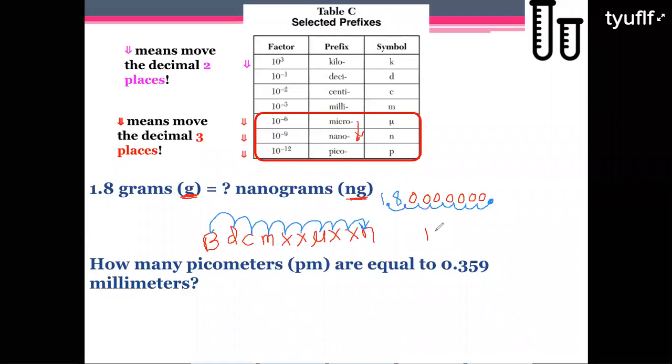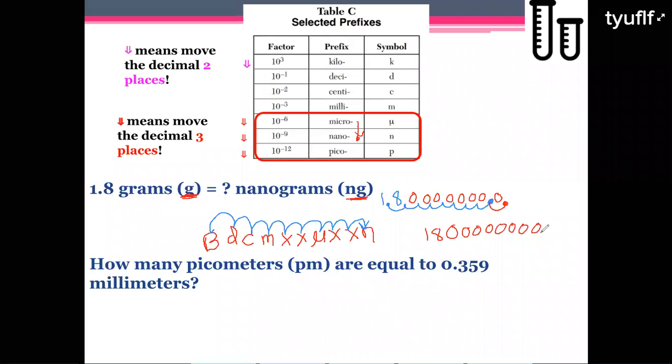So we can rewrite it 1, 8. Then we counted 1, 2, 3, 4, 5, 6, 7, 8. Oh, you guys didn't catch me. I didn't do enough jumps. 9. One more 0. There we go, because there's supposed to be 8 zeros. 1, 2, 3, 4, 5, 6, 7, 8.